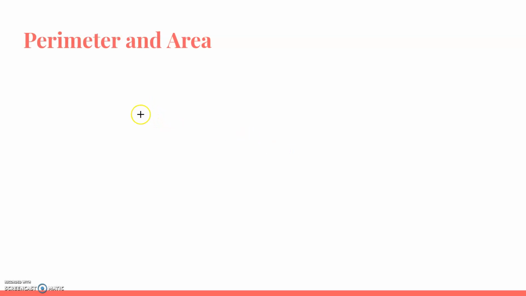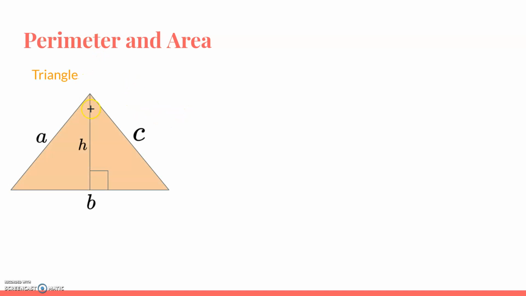Alright, now moving on to the bulk of our section today: perimeter and area. So, first, the triangle. This is how the triangle would look with height h and sides a, b, and c, with a right angle at the meeting point of h and b. The perimeter is just going to be the sum of all the sides together, and the area is going to be 1/2 base times height.